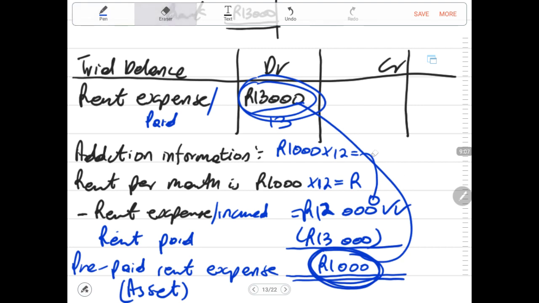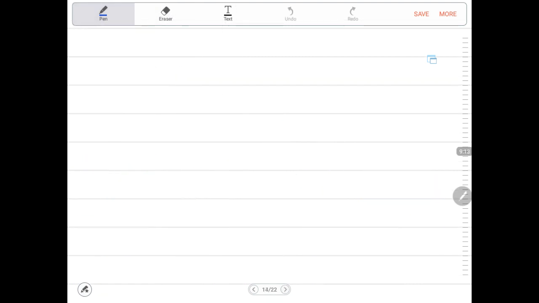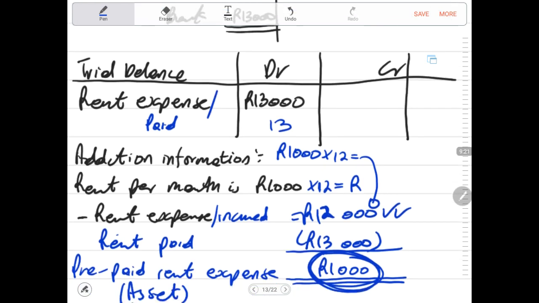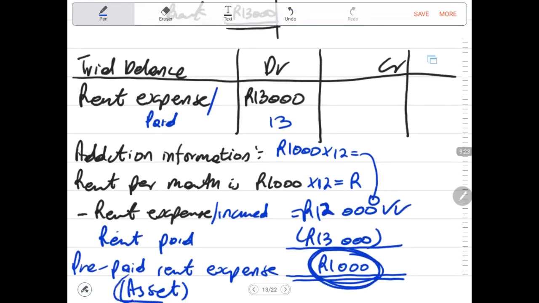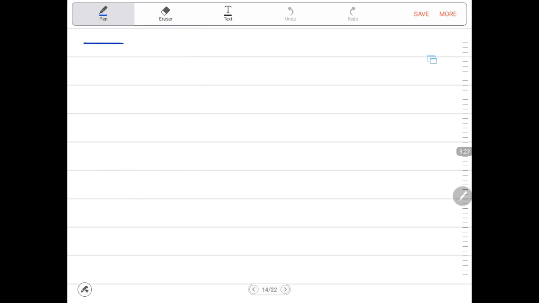So now how do we account for the prepaid expense in the general journal? You are likely to be required to do a general journal for the prepaid expense. Remember I highlighted that a prepaid expense is an asset. Take note of that, it's an asset. And assets increase on which side? On the debit side. So now we'll have to say prepaid rent, then it will be an amount of 1,000.